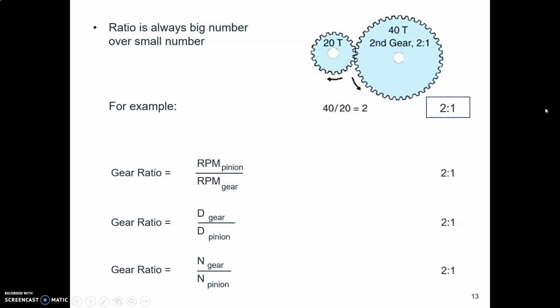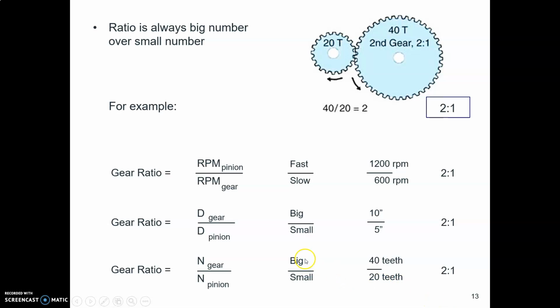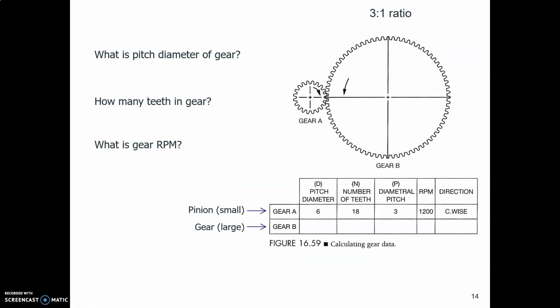So let's look at the gear ratio. For example, the RPMs, the revolutions per minute, you could figure out by figuring fast over slow, big number over small number. The pitch diameter, you could figure out big size over small size, 10 inches over 5 inches. The number of teeth, you could figure out big number over small number, 40 teeth over 20 teeth. And notice they're all 2:1.